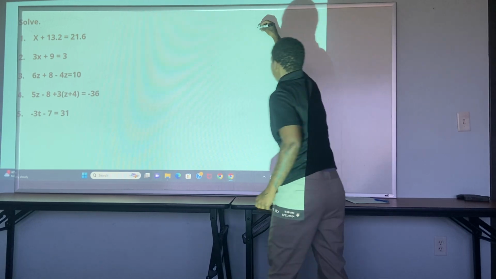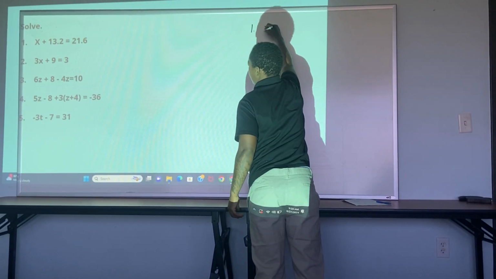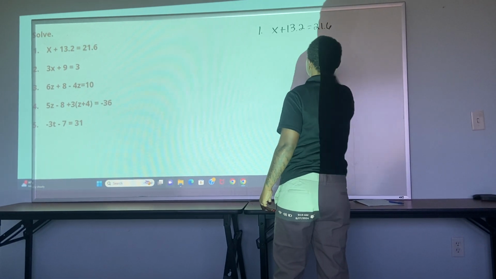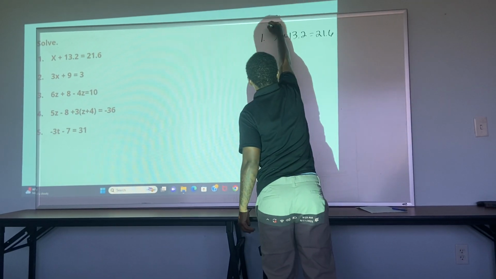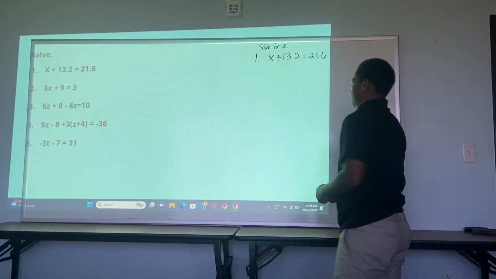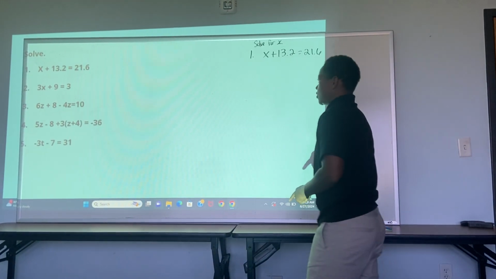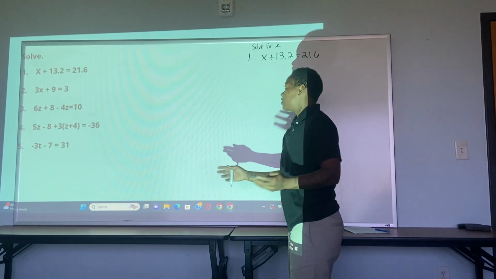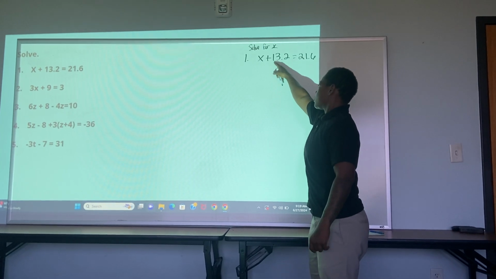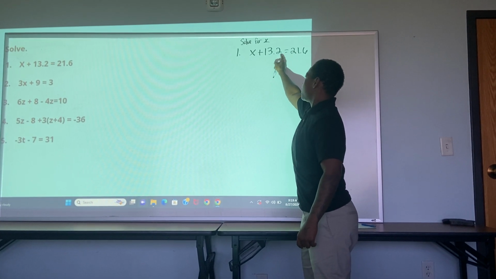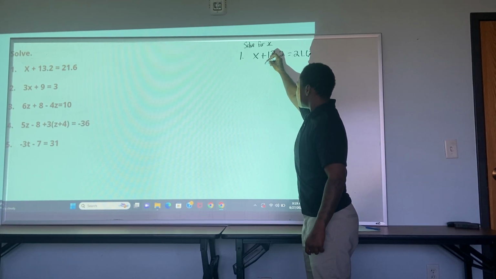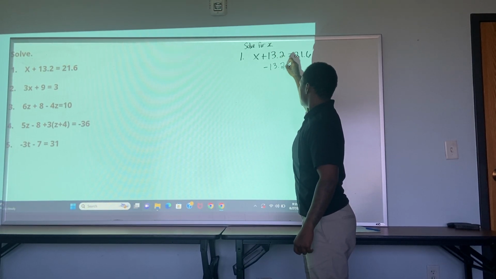Alright, so for number 1, x plus 13.2 equals 21.6. For this, you are solving for x. To do that, you have to isolate the variable. What that means is you want to get the letter on the side of the equal sign by itself. So you have to do the opposite. Right here, to get this 13.2 away from this x, you have to subtract it. Because it's positive, you do the opposite. So you subtract 13.2 here.